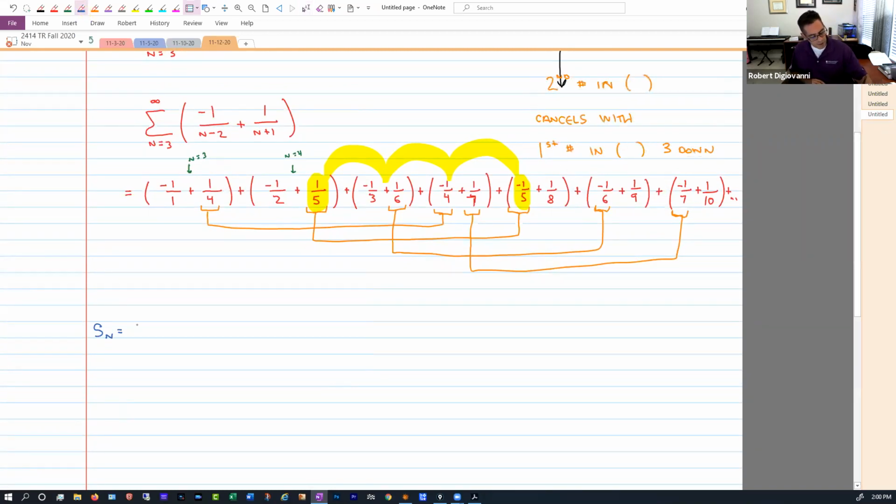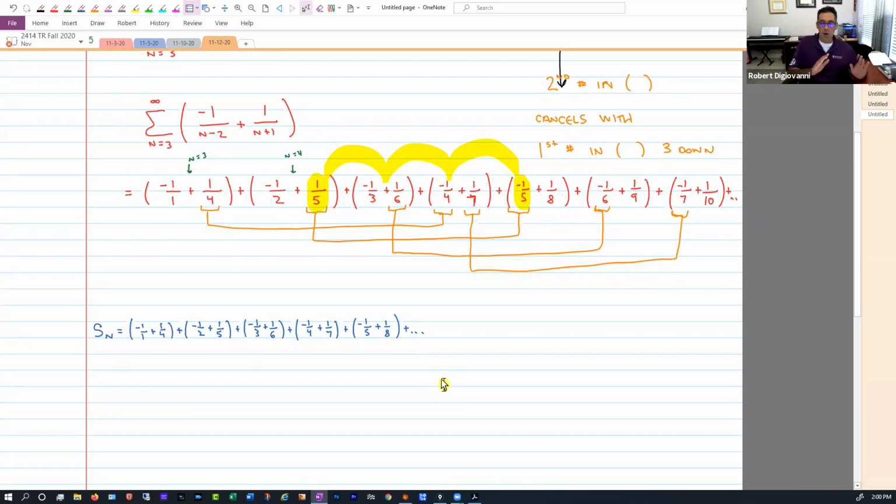So I'm going to write a little bit smaller here. It's going to be -1 over 1 plus 1/4 plus -1/2 plus 1/5 plus -1/3 plus a sixth plus negative 1/4 plus a seventh plus dot, dot, dot. That should be enough because I can see at least one of the cancelings. Do you want to go one more? We can do one more. Negative 1/5 plus an eighth plus dot, dot, dot.